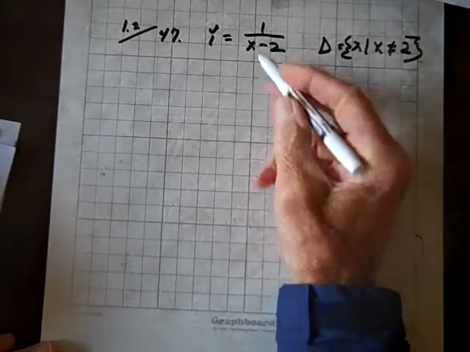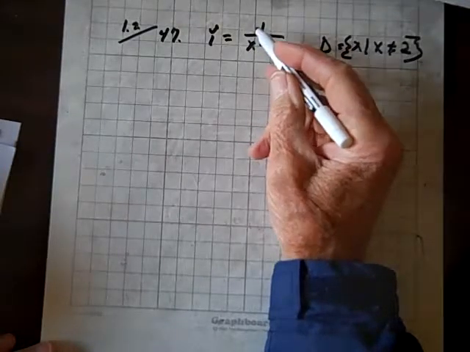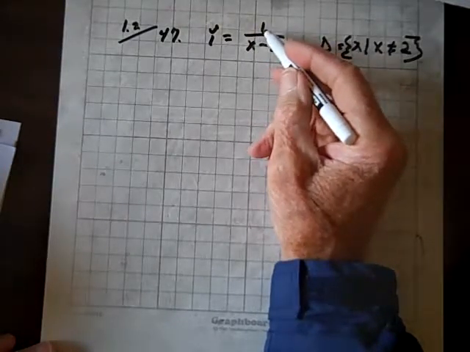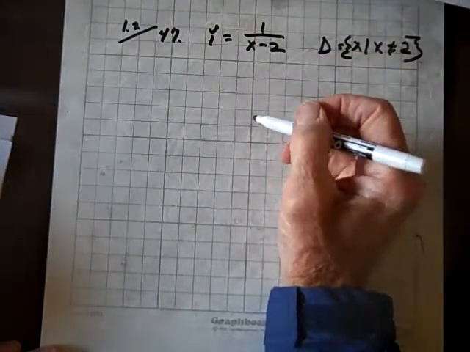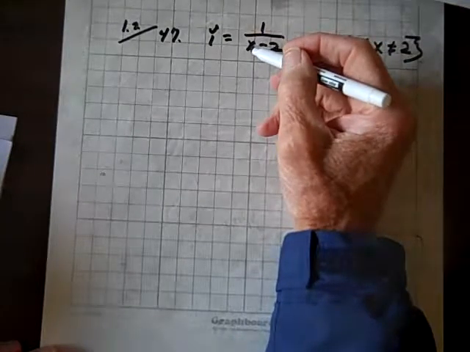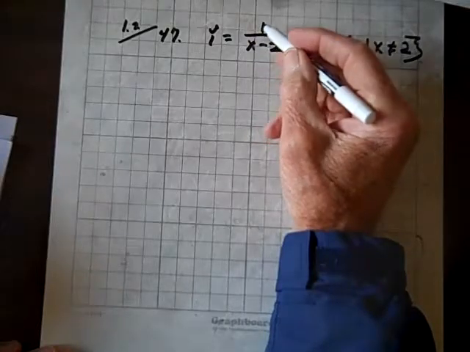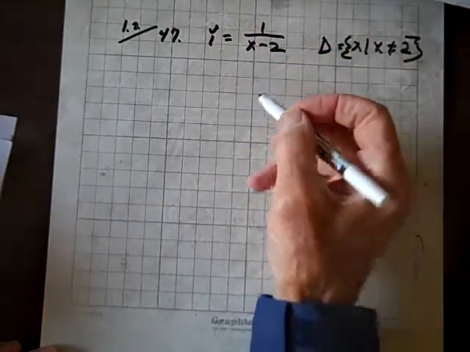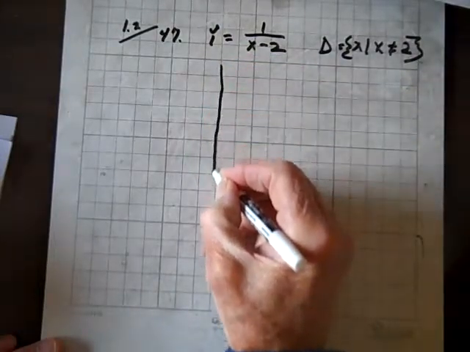And also we know the range is all reals but 0, because this can never equal 0, because there's no way that numerator can ever be 0 also. The denominator is of a higher degree than the numerator, so we've got a horizontal asymptote at 0. So now let's graph it.